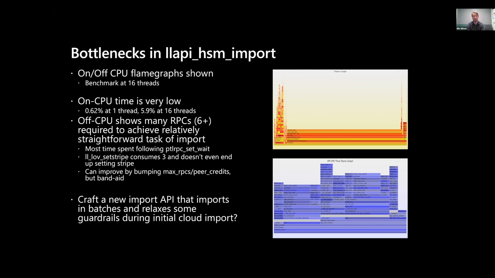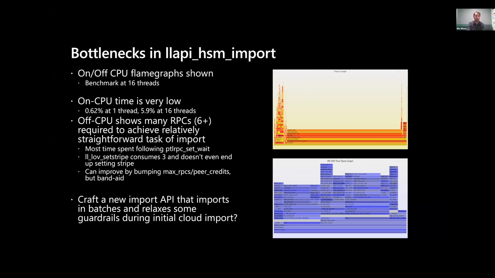And the import API seems to have a lot of low-hanging fruit we might be able to improve, especially if we crafted a new one that supports batches of files and relaxes some of the guardrails that are in place. It checks the mount every single time you call into it. If we designed a few of these just slightly more purpose-built for this initial file system import, which is most common in the cloud, I think it would really increase the speed of this quite dramatically without a ton of code change.